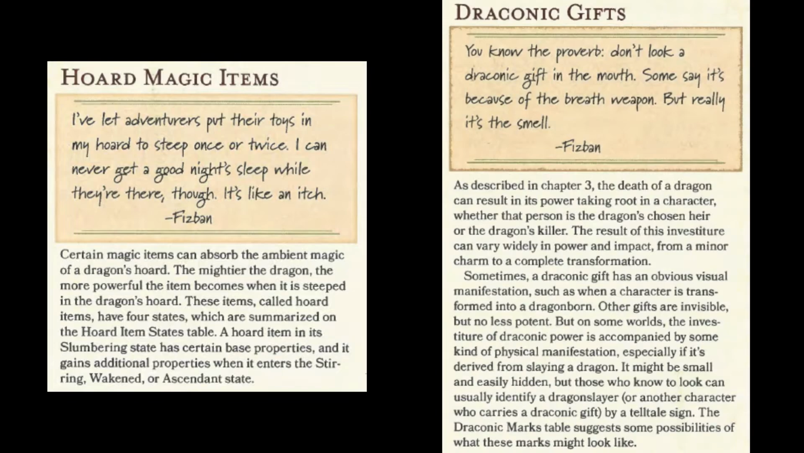So in Fizban's Treasury of Dragons, we start off in Chapter 2, Dragon Magic. When it comes to Horde Magic items and Dragon Gifts, I know people that don't like the idea of Horde items, and I know people that do like that idea. I also know people that like the idea of Dragon Gifts, or Draconic Gifts, and I know people that don't. In the end, it's really up to the DM to decide whether or not they're going to use Horde Magic items or those Draconic Gifts at all.